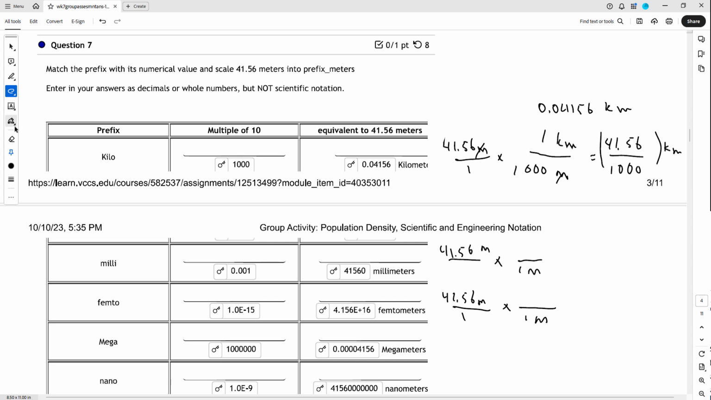Next one there is millimeters. So I can rewrite this here for the next one. 1 meter corresponds to 1,000 millimeters. So meters cancel out, and I multiply. So I have 41.56 times 1,000 millimeters. And that gives me 41,560 millimeters.